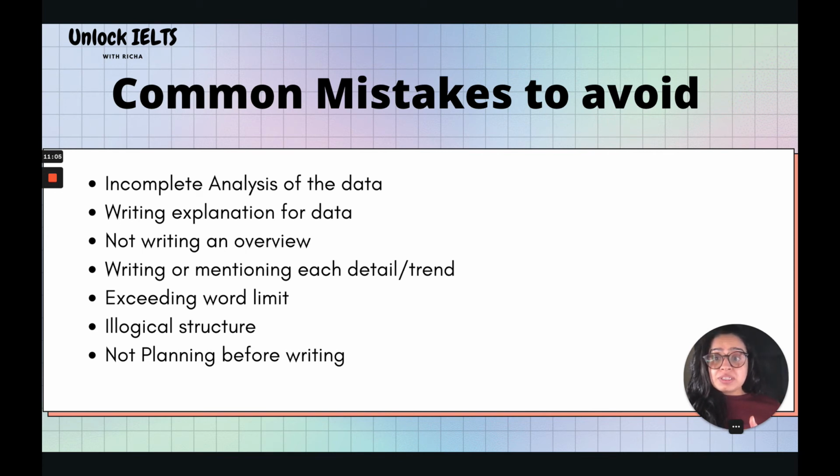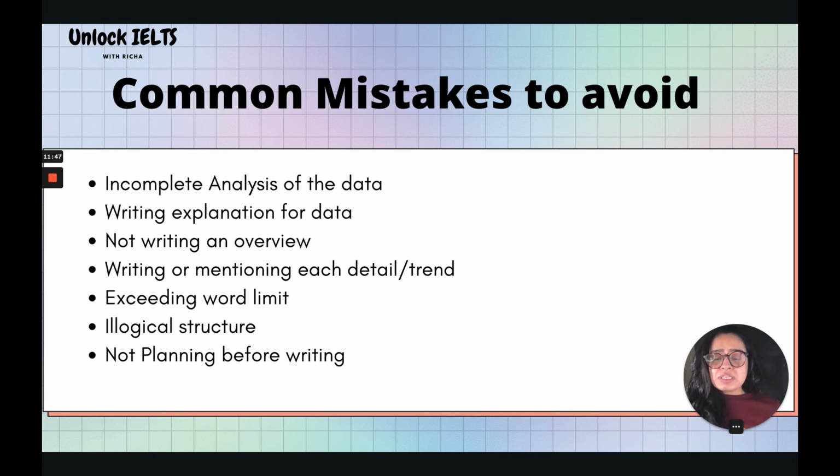The next common mistake is that you are not writing an overview or you somehow miss the overview paragraph. It is very important that you should stick to the structure and always write an overview paragraph either after the introduction paragraph or at the end. The next mistake is that you ended up writing each detail or trend given in the question. As I've already mentioned, you are not at all required to do that. Pick only 2 or 3 main trends and stick to that.